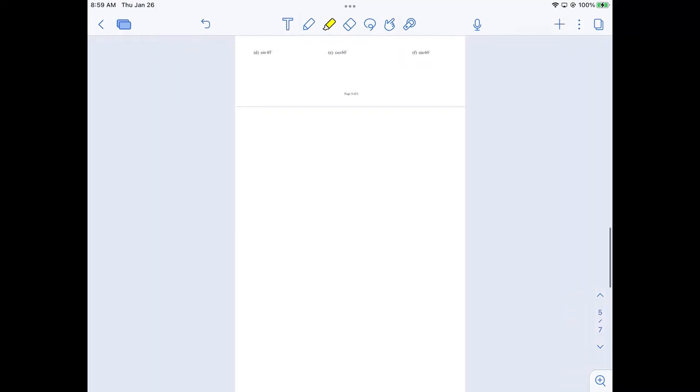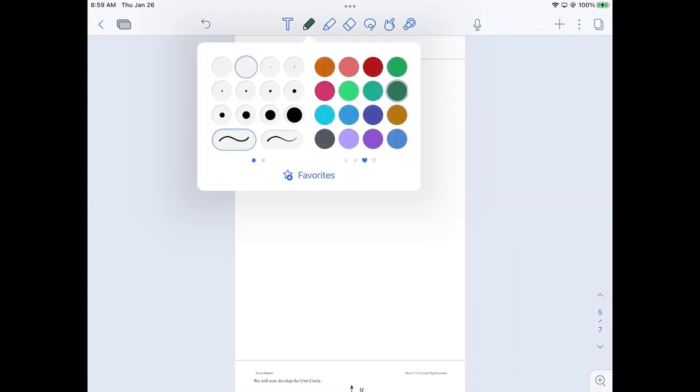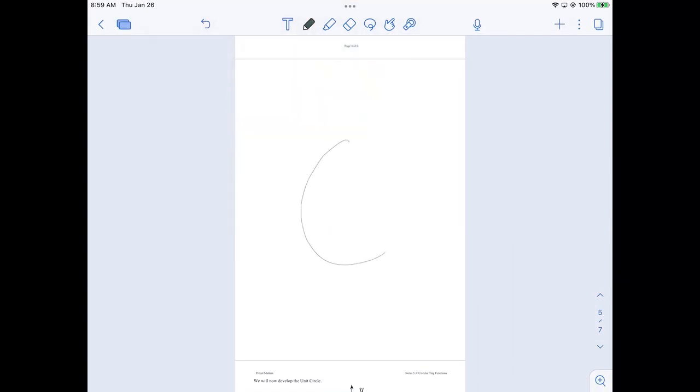Let's go ahead, and this is nice that we could do this with Notability because it draws circles for us. Nice ones. There we go. Now draw yourself a line coming down here and a line going straight across.